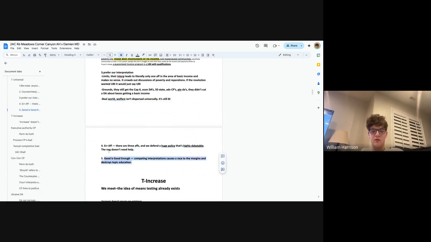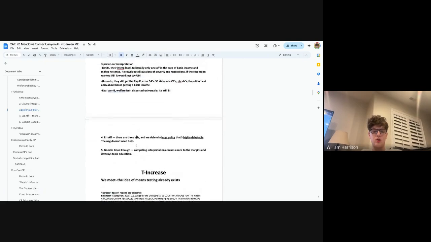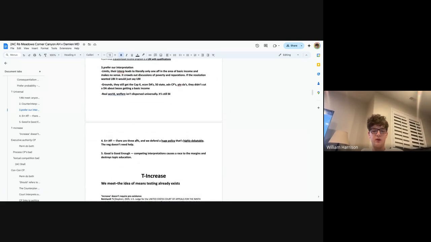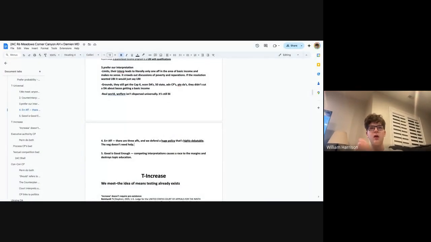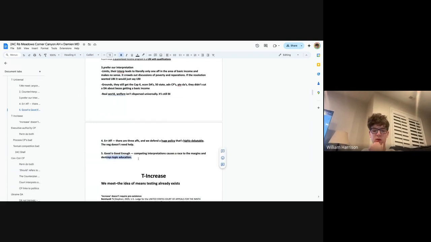Competing interpretations causes a race to the margins and destroys topic education. Another thing I like to add on this is that T substantial checks. So if they had instead said, you have to spend $400 billion, we meet that. And that's a better check on small AFFs. That's almost a functional limits argument that other arguments check it, except that in this case, it's not functional because it's just T. So this is our little reasonability stuff. Competing interps causes a race to the margins and destroys topic education.